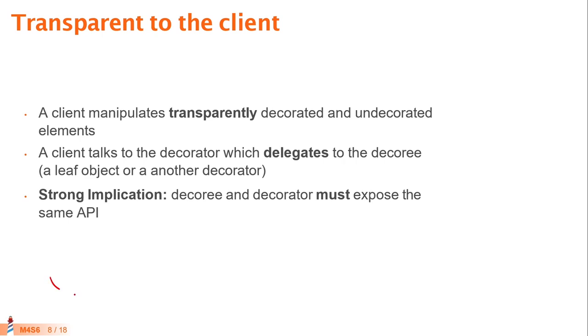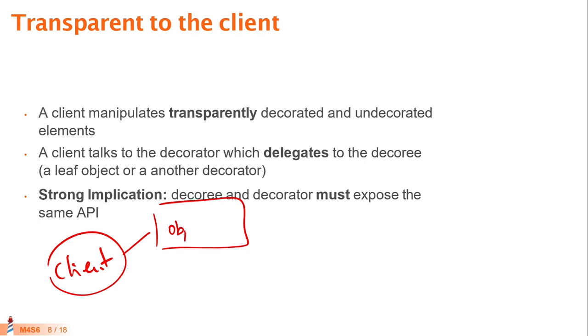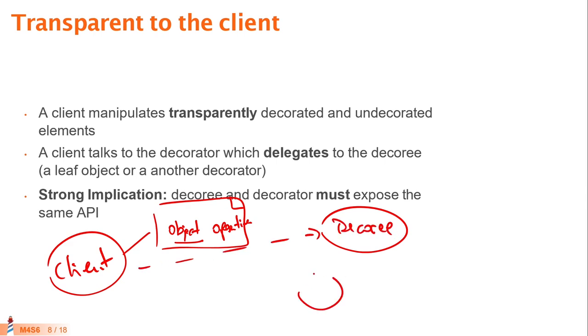So a client will probably have some piece of code that says object.operation. But here, the object could be a decorator or it could be the decoree. So actually, the client is completely independent of how the decorator chain is composed. It could be just the simple decoree, or it could be a chain of decorators followed by the decoree.